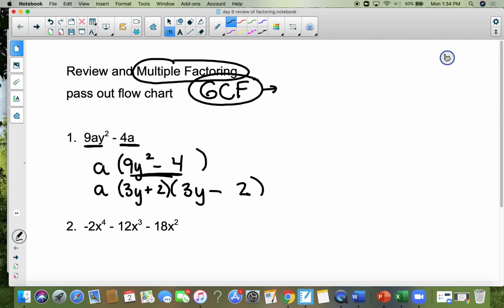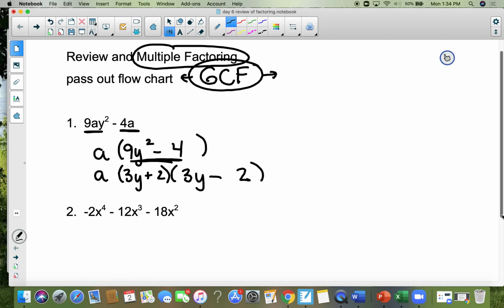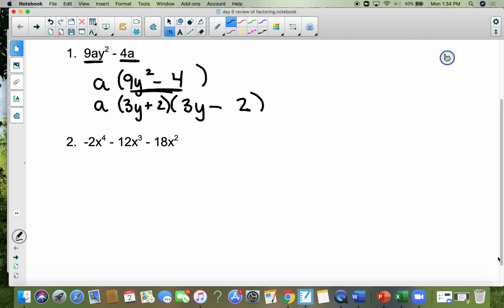Most of them, you're going to be taking out the GCF. Notice that they have in common with each other, they all have a negative, they all have a 2, and they each have an x squared in common. So that's called the GCF, a negative 2x squared. I'm going to have left on this one an x squared, a positive 6x, and a positive 9. So I took out the GCF, and that's what I have left.